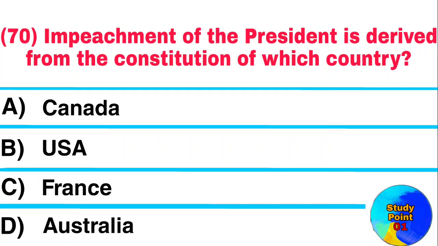Question. Impeachment of the President is derived from the Constitution of which country? A. Canada. B. USA. C. France. D. Australia. Answer. USA.